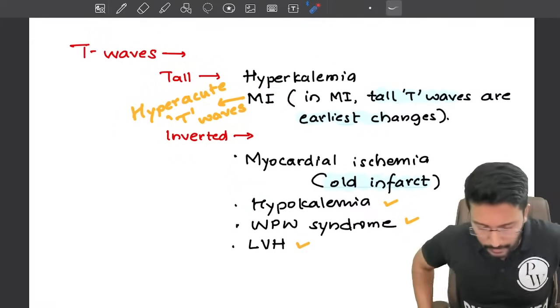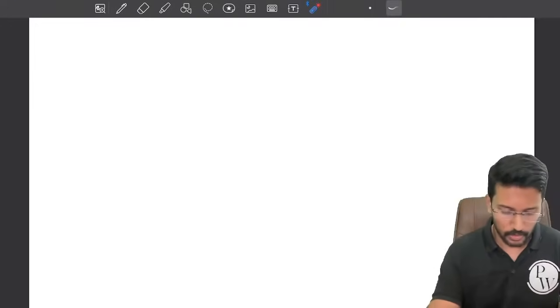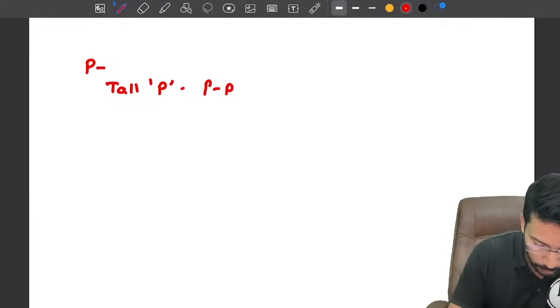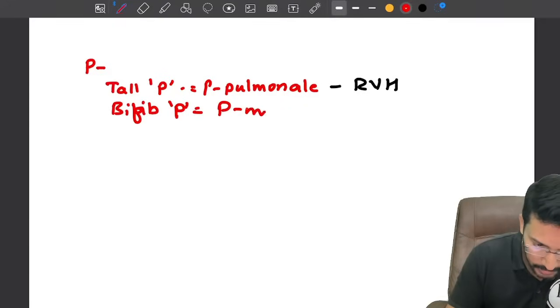Okay, so that completes our ECG, but I will put a small page here for us to remember all the important findings. So with respect to the P wave, right, a tall P wave is called P pulmonale, which is seen in right atrial hypertrophy, right? Then a bifid P wave or biphasic P wave is called P mitral.